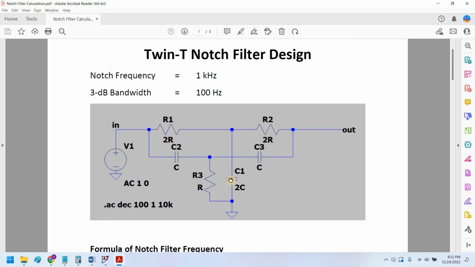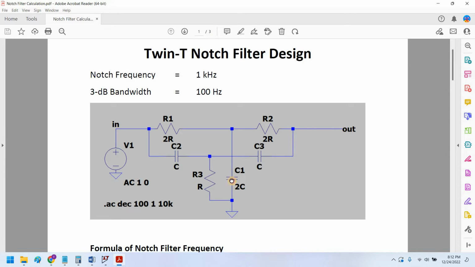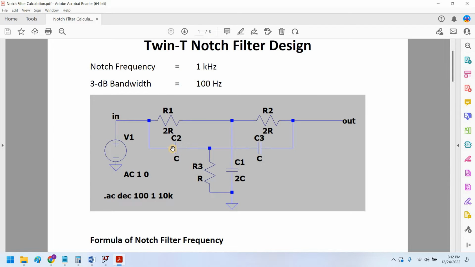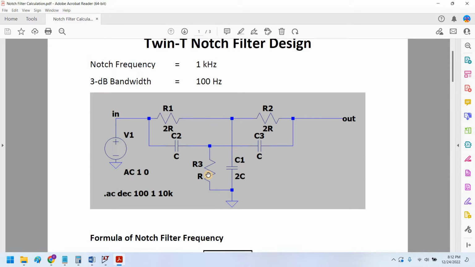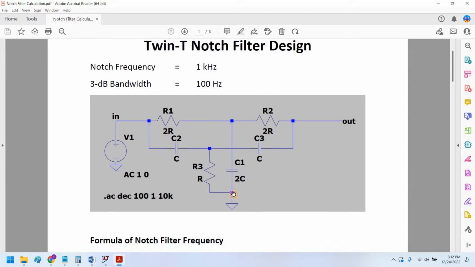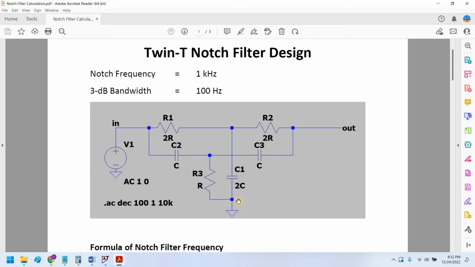This is the low pass filter, and it makes one T, whereas this capacitor C2 and this capacitor C3 and this resistor R3 make the high pass filter, which is the second T, and these T's are connected with each other in parallel configuration, as you can see. So it makes this circuit a twin-T notch filter.